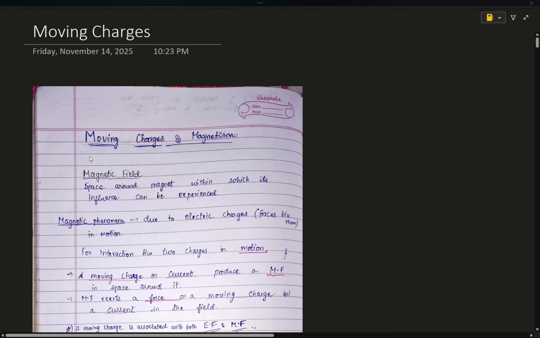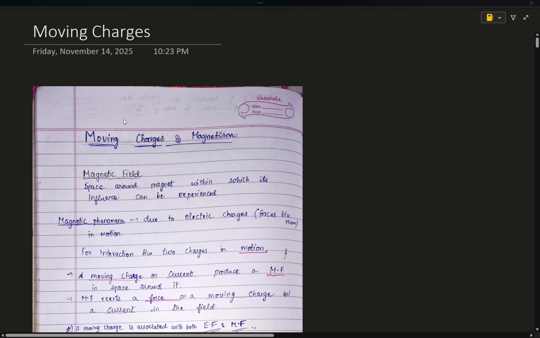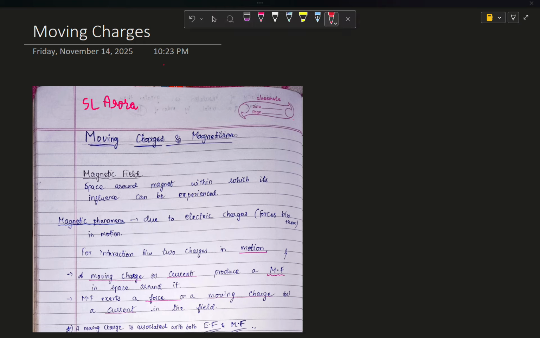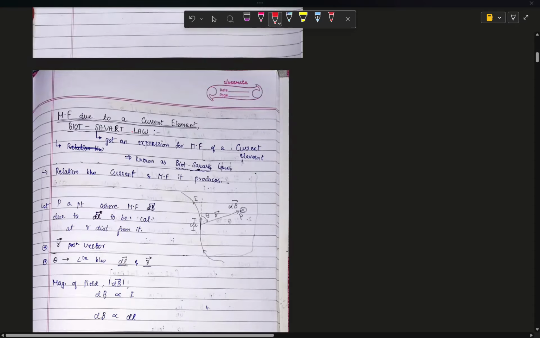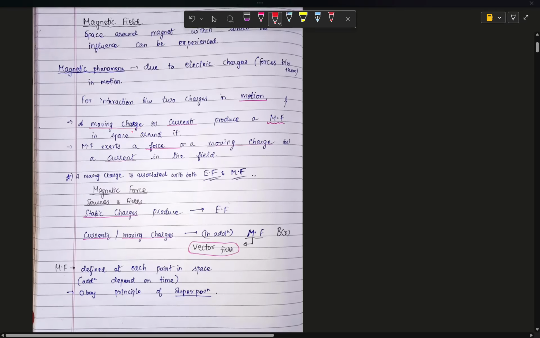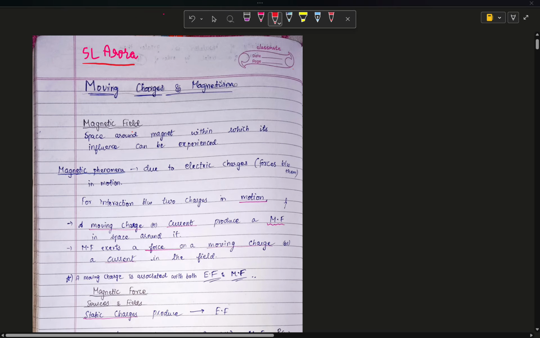The notes I have made are my own notes. I have taken them from the NCERT textbook, the famous reference book SL Arora, and my coaching notes. By combining these materials, I made my own notes, with which I got good marks in class 12th as well as in mains. So let's start this chapter.